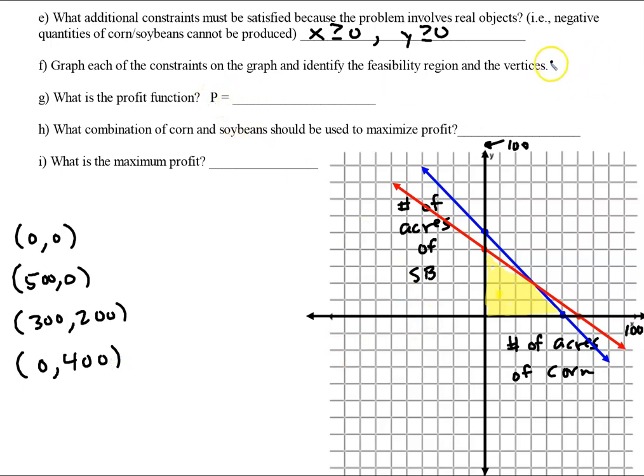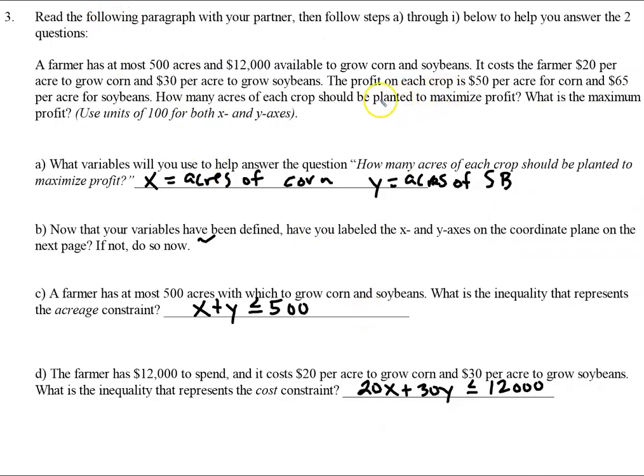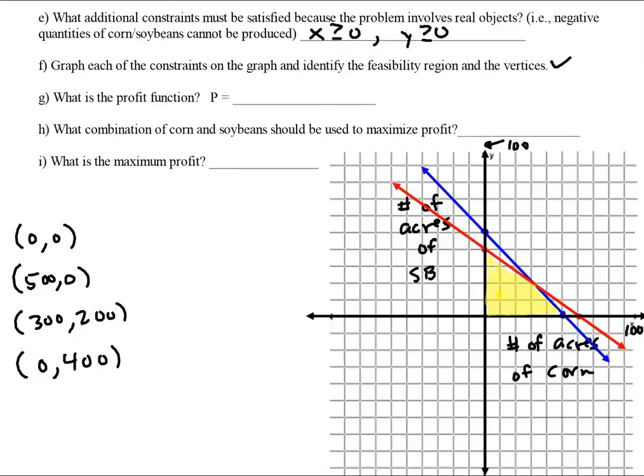So we've identified the vertices, and the profit function, calling it P for profit. We're told that the profit on each crop is $50 for corn and $65 for soybeans. 50x plus 65y. And now that we've identified the vertices, it's just a matter of plugging these in, and we're trying to find out which combination of crops gives us the highest value for P, highest profit.